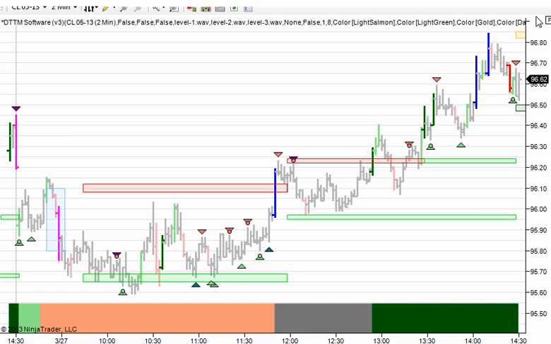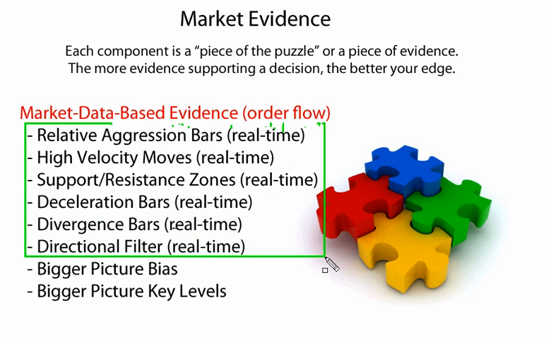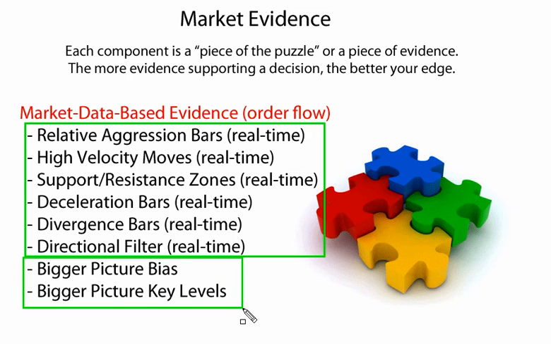Now, what we like to do, obviously, if you've seen any of our videos before, is look at various pieces of evidence, some which are real-time, like relative aggression bars and support resistance zones and the filter and divergences, and also the bigger picture bias. And the idea is that when more of these puzzle pieces or pieces of evidence come together, the better evidence that you see, and that supports a certain decision more so than when there's only one or two of these pieces of evidence in place.